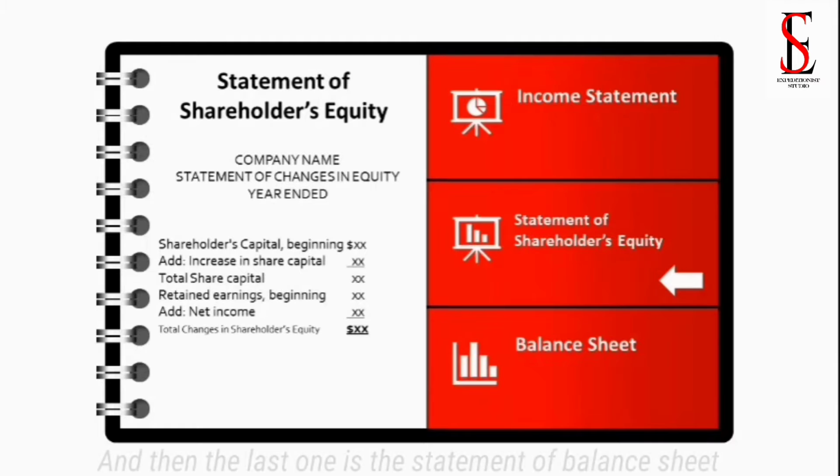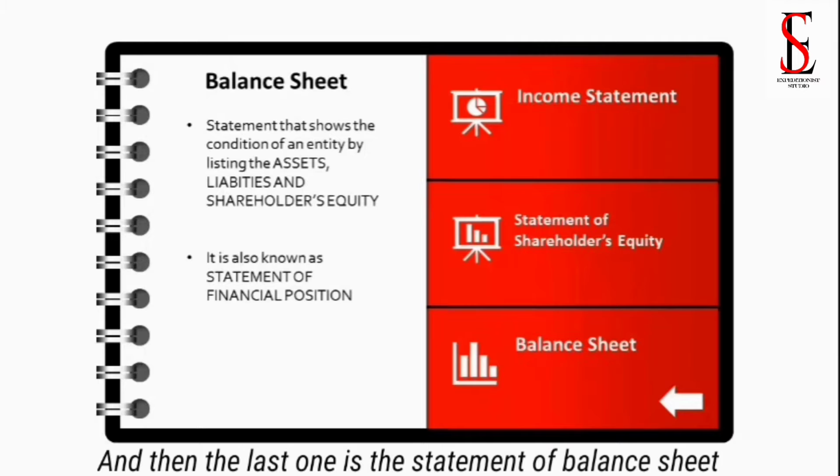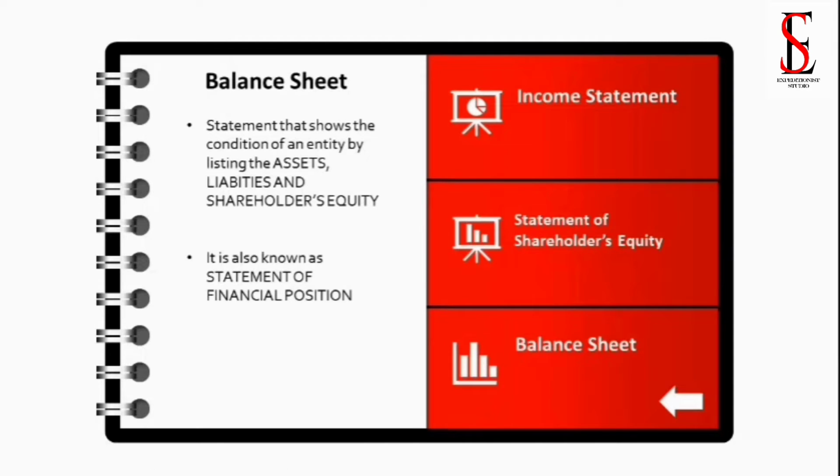So, and then the last one is the balance sheet. So, what is balance sheet? So, this is the statement that shows the condition of the entity by listing the assets, liabilities, and shareholders' equity.